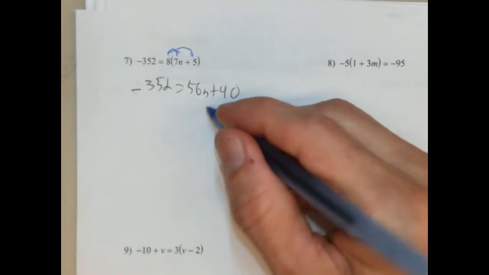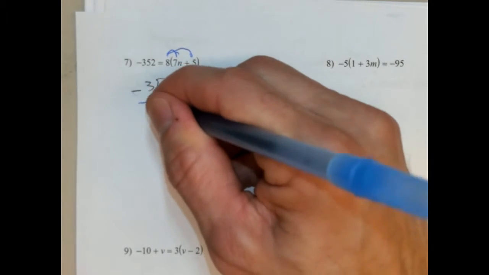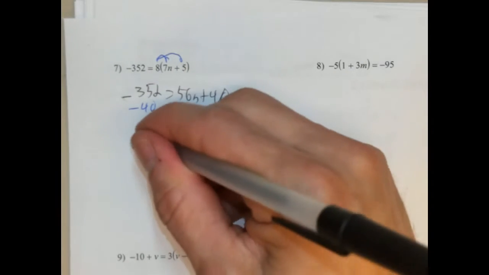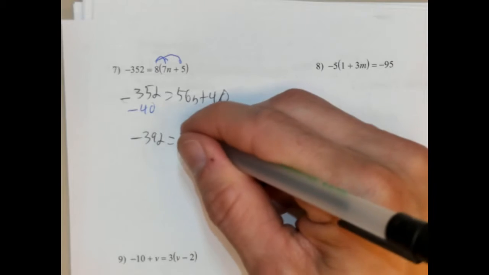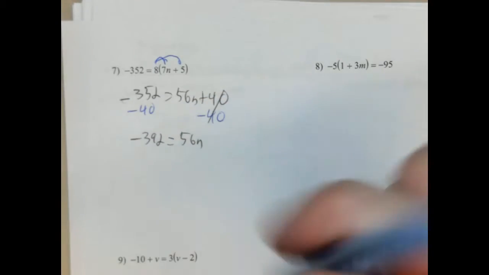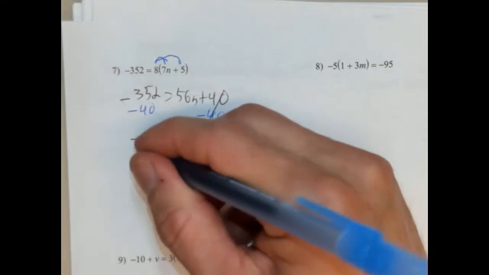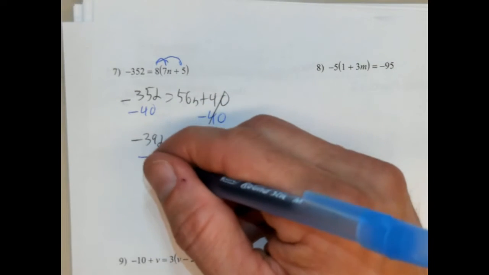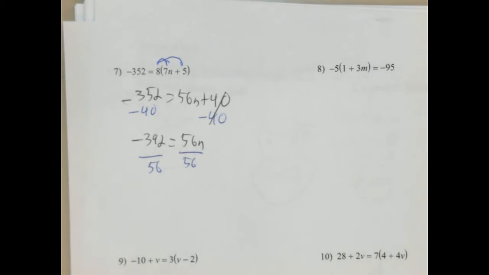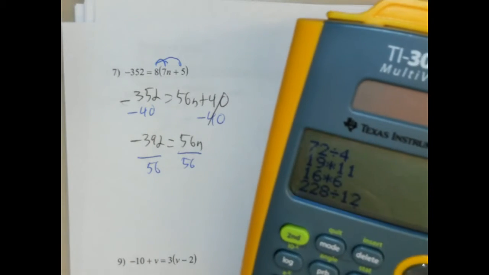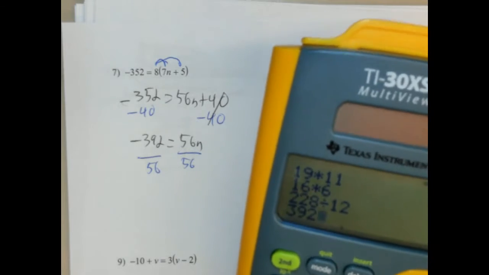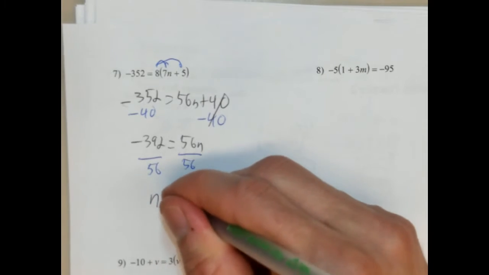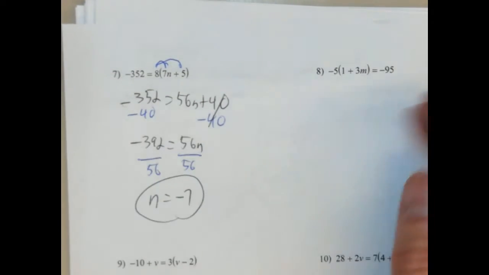So now we're going to get rid of our constant, which is 40. So we're going to subtract 40 from both sides. So negative 352 minus 40 would be negative 392, equals 56n. And I don't know my 56 tables, you'll have to forgive me. Let's see. 392 divided by 56, 7. So n is equal to negative 7, because it's a negative divided by a positive.